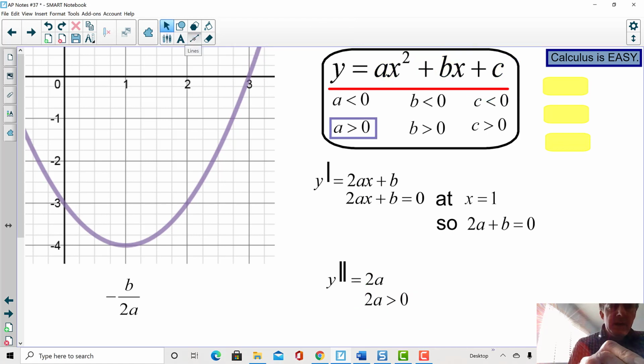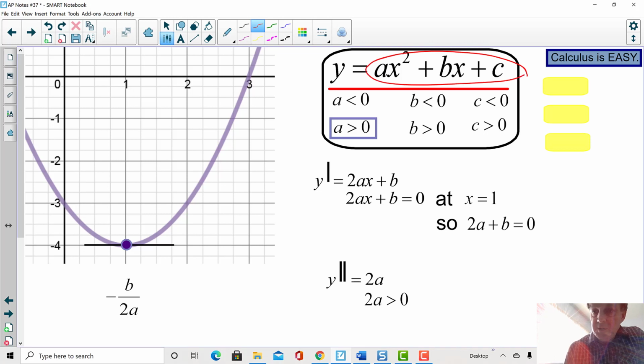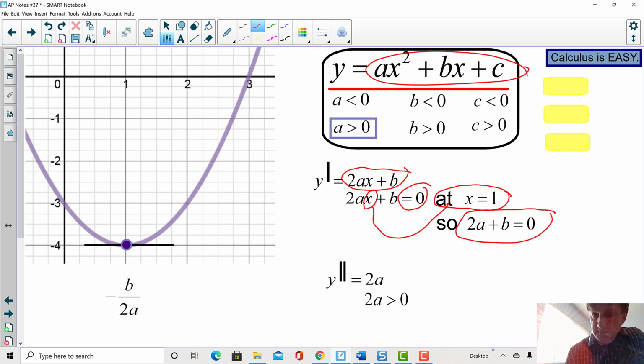Another thing we know by looking at this graph is that the derivative is equal to 0 when x is 1. So we can take our original function, take the derivative, and set it equal to 0. But remember, that's when x is 1, so we're going to have to plug in a 1 for the x. And that gives us this equation right here. We know that 2a plus b is going to equal 0. So then b is going to equal -2a.